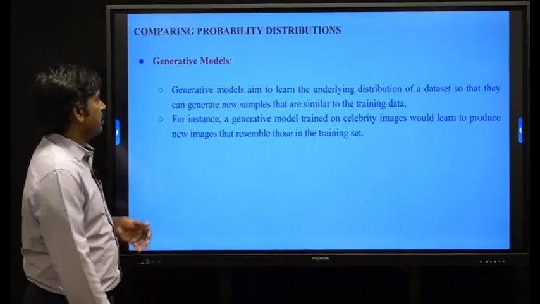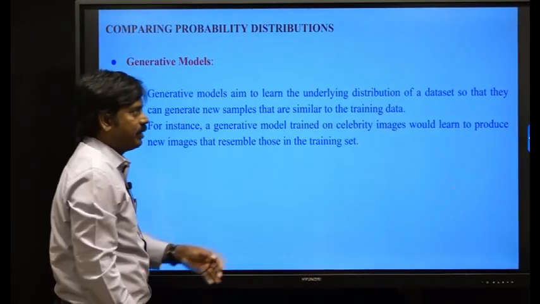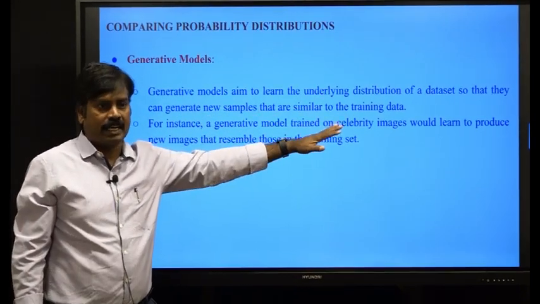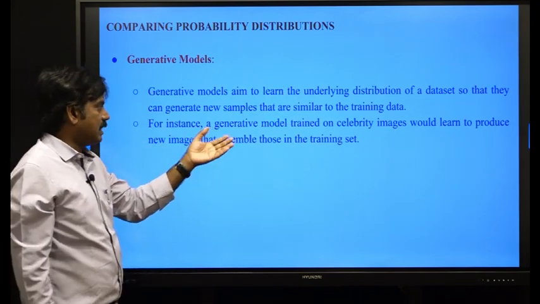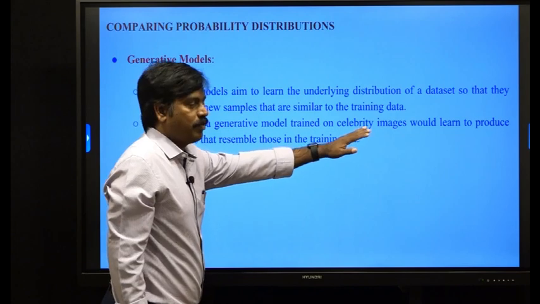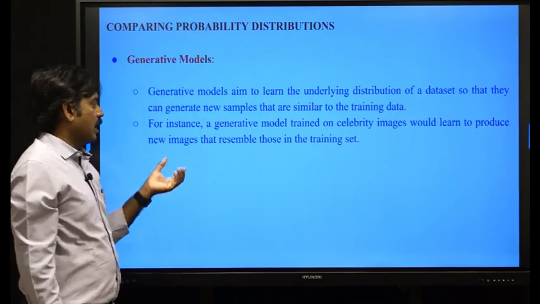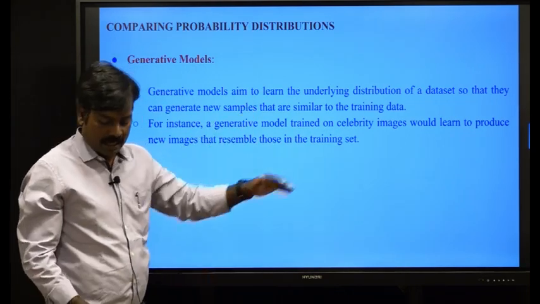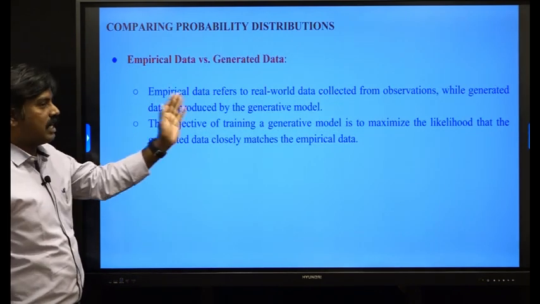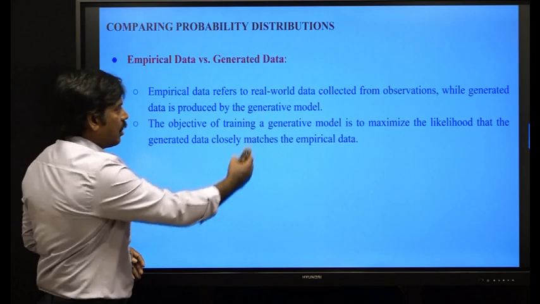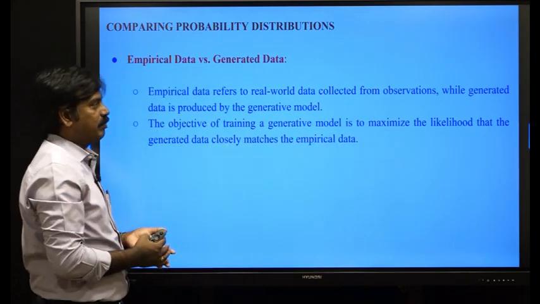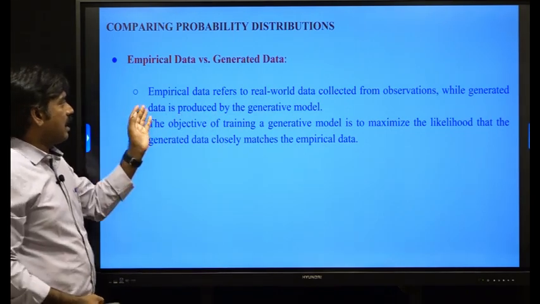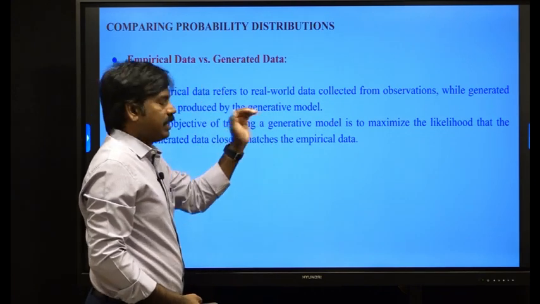Generative models aim to learn the underlying distribution of data sets so that they can generate new samples that are similar to the training data. For instance, a generative model trained on celebrity images would learn to produce new images that resemble those in the training set. In empirical versus generative data, empirical data refers to real world data collected from observations, while generative data is produced by generative models.